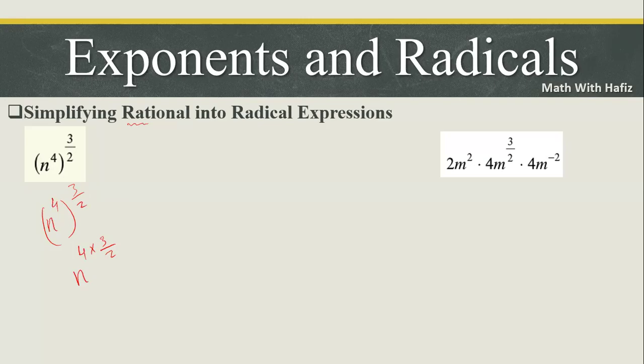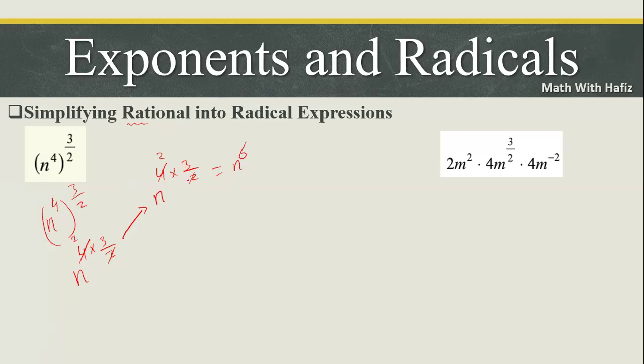How can we simplify it? 4 divided by 2, it will be 2. There are two ways to simplify. One is you divide it. So one way is I will divide this 4 by 2 and it will give us 2. Then I multiply 2 with 3, it will be n to the power of 6.